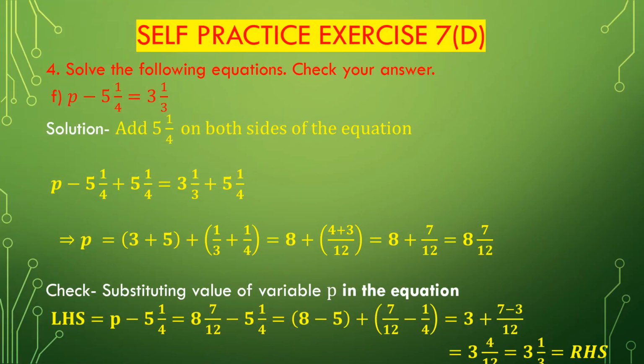Now we solve part f. p minus 5 1 by 4 equal to 3 1 by 3. This is the equation given and we have to solve for the value of the variable p.